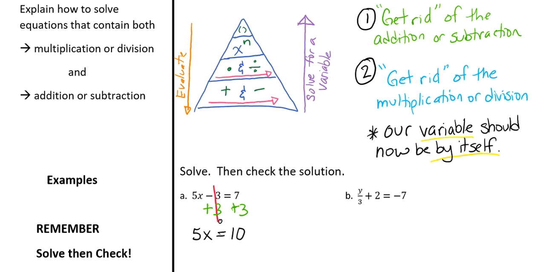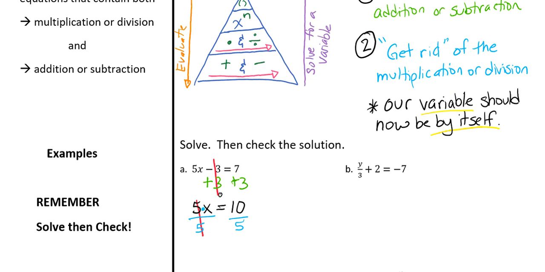So now we're ready for our second step, which is to get rid of the multiplication or division. So right now we have a multiplication. So we want to know what is the inverse of multiplication. And that's division. So we're going to divide both sides by 5. And 5 divided by 5 is 1. So that's going to leave us with x equals 2.